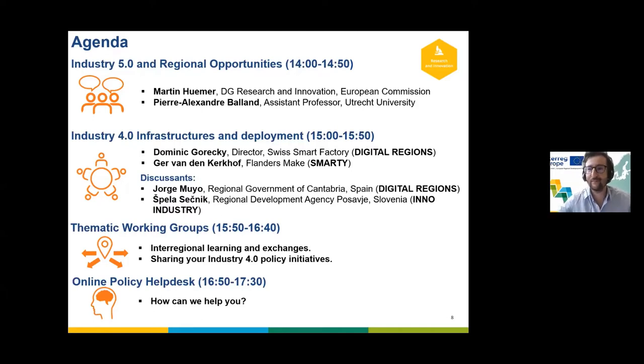Then we move on to my mentor, Pierre-Alexandre Ballan, because he was my supervisor in my PhD, and we will look at regional opportunities for Industry 4.0, using an evidence-based approach. Then in the second session, we move on to good practices. Here we will look at the Swiss Smart Factory in Biel in Switzerland with Dominique Goretti, and also at Flanders Make with Rier van der Kerkhoff in Flanders.